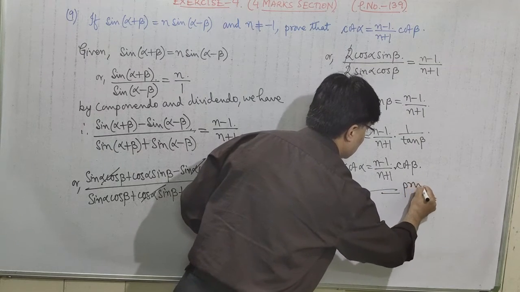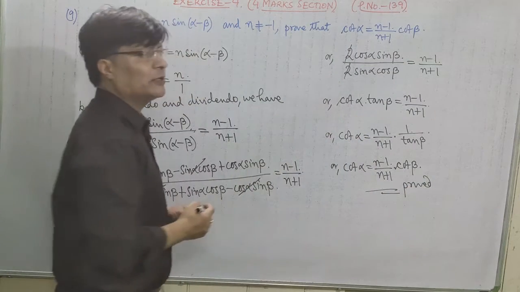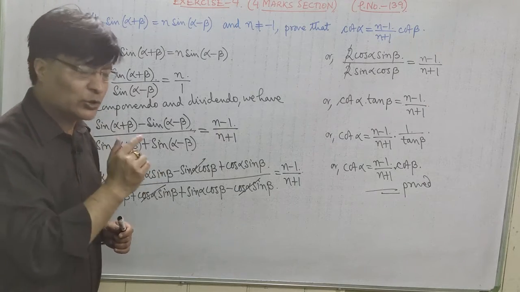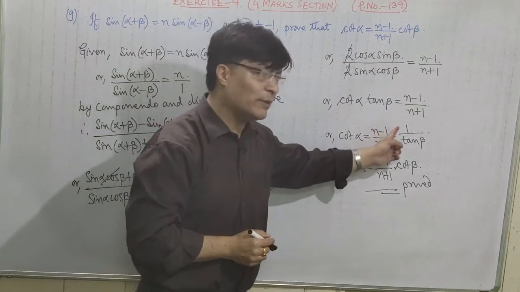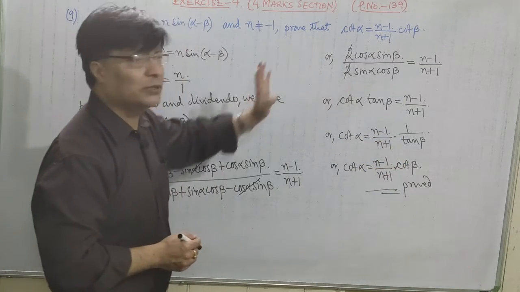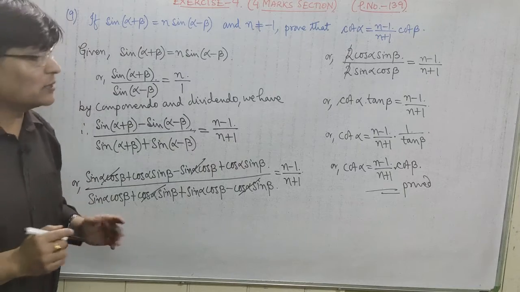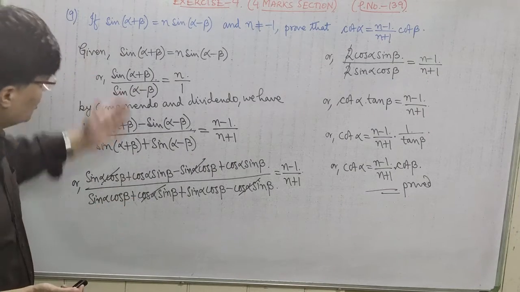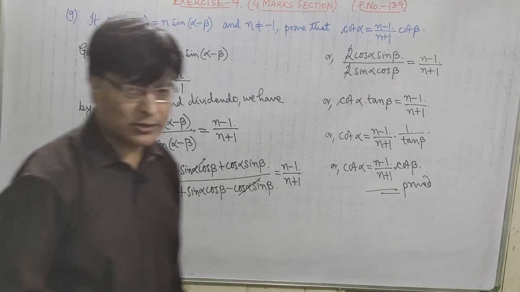So now it is proved. I think you have understood it. When this tan beta goes to the right hand side, you should write in the denominator, so it will be 1 by tan beta, and you know that 1 by tan beta is cot beta. So we have proved the required result, that is LHS is equal to RHS. So I think you have understood it. So you can copy it. Now we'll do the next question.